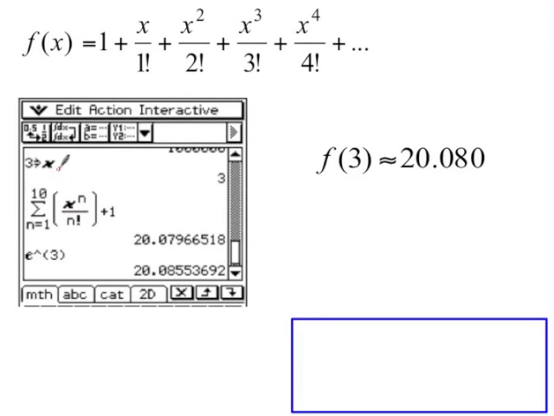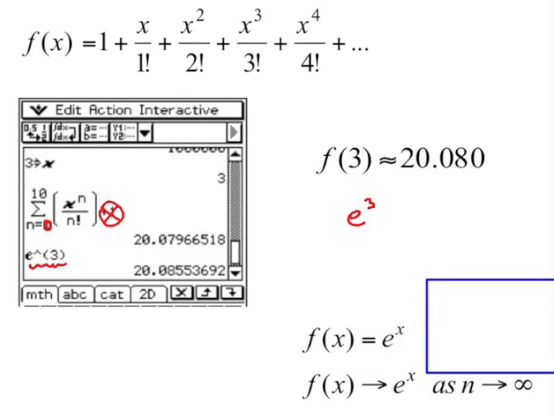We'll try this for a couple of different values. In this one we've assigned 3 to x, so x has a value of 3, and we compare that with e to the power of 3. So when we say 1 plus 3 over 1 factorial plus 3 squared over 2 factorial, it's approximately equal to e to the power of 3. And again, you could use my version of the formula, replace the n equals 1 with n equals 0, and then you don't need the plus 1, you should still get the same value.